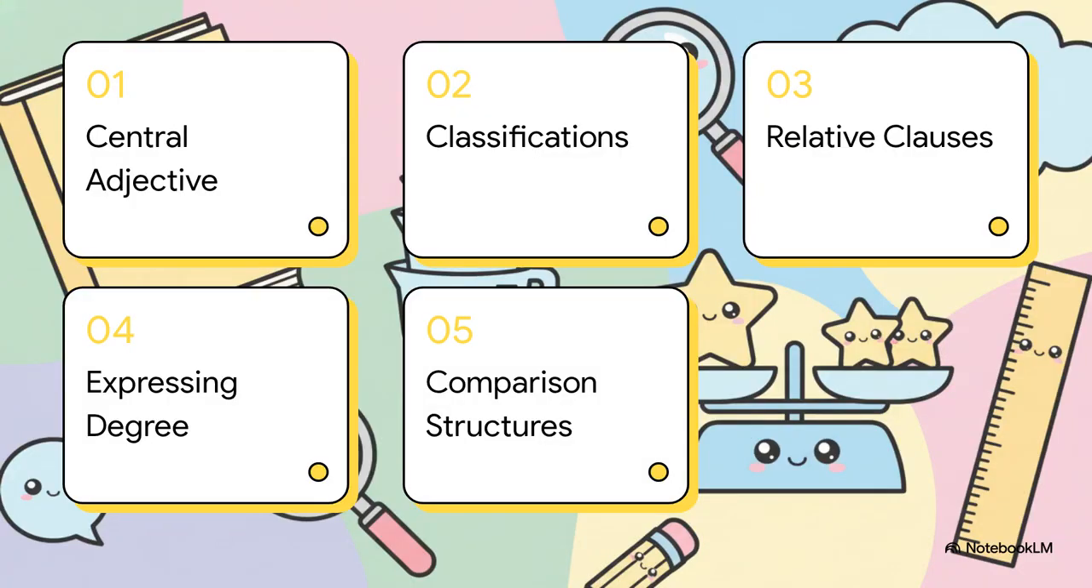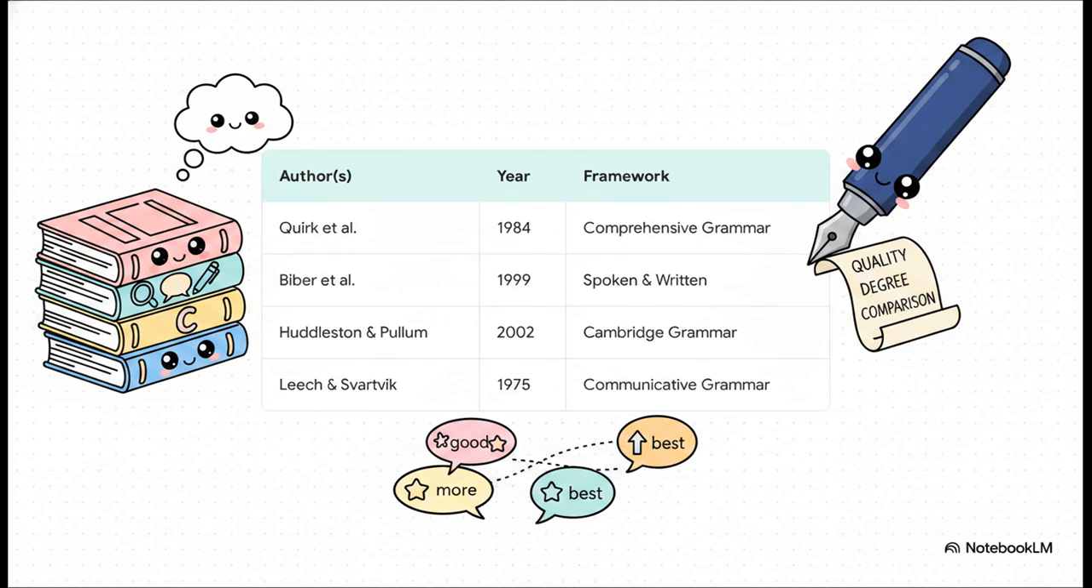Okay, so here is our syllabus for today's masterclass. We'll be hitting defining the central adjective, semantic and syntactic classifications, relative clauses as equivalents, expressing degree, and wrapping up with comparison structures. Let's do this. Before we get into the actual mechanics, it's super important to explicitly ground our lecture in the academic canon. The theoretical framework we're using today relies heavily on definitive grammars established by some real heavyweights in the field. We'll be drawing on the comprehensive rules from Quirk and colleagues, the corpus-based insights of Biber, the modern analytical frameworks of Huddleston and Pullum, and the communicative approaches of Leech and Svartvik. Seriously, these texts are the absolute bedrock of English grammar.